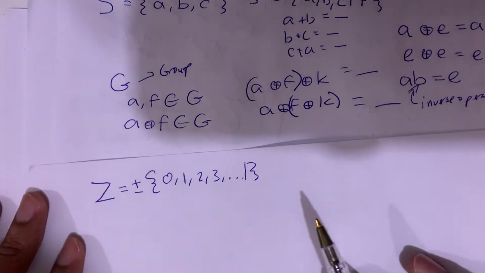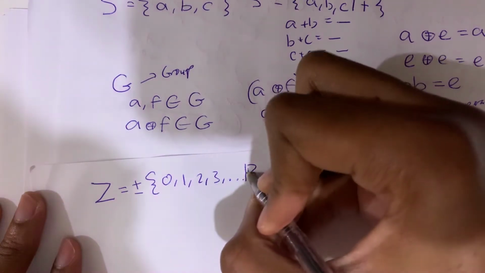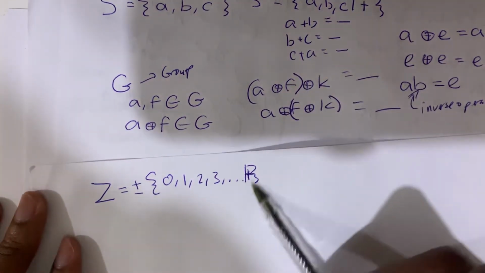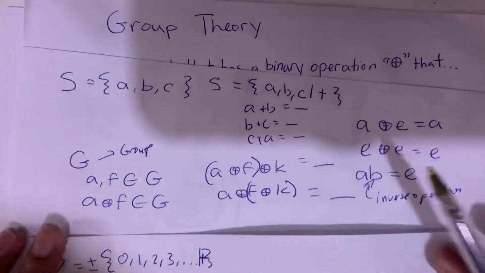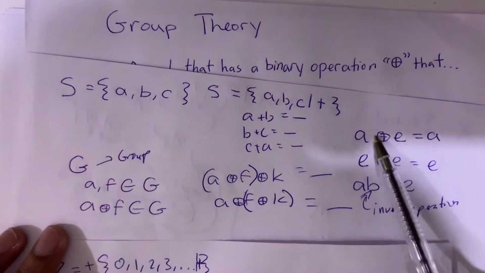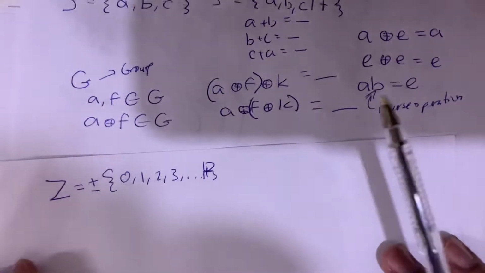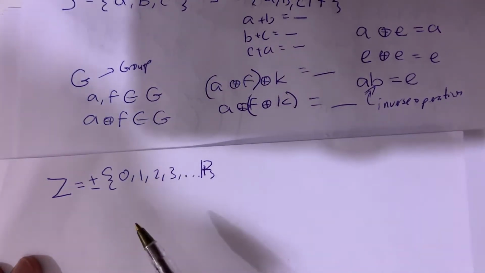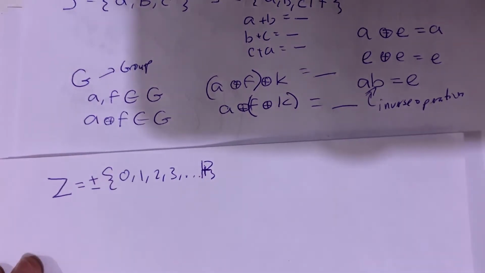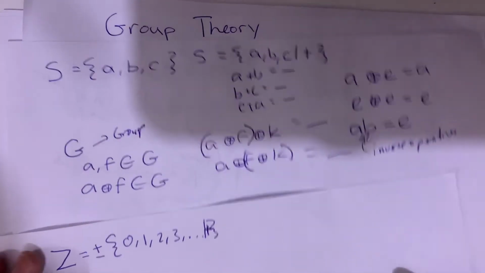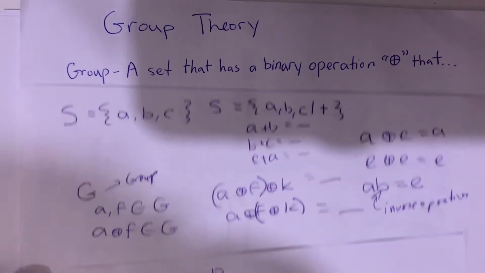So, are the integers a group under addition? Let's let our operation be addition. Also, previously I used this circle plus sign to represent a general operation. So are the integers a group under addition? Let's test that out. Well, is it closed under the operation? Is it closed under addition?